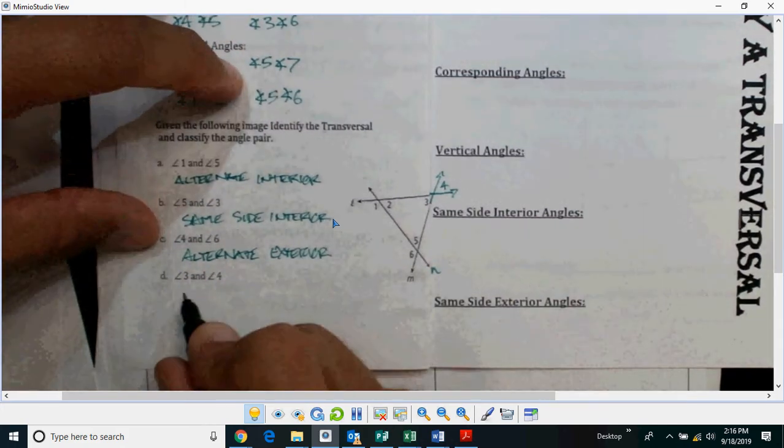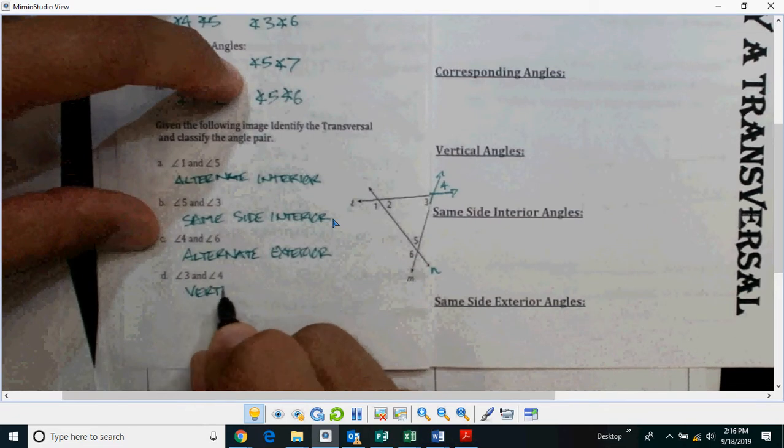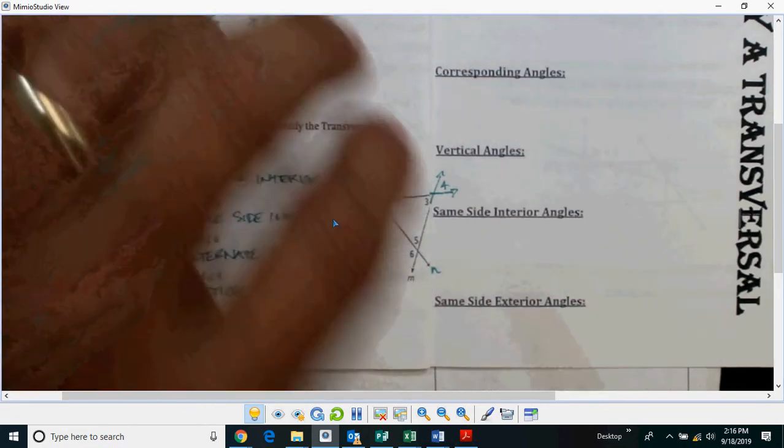And what about angle 3 and 4? They're vertical. What if I said, what about angle 5 and 6? 5 and 6 are a linear pair, correct?